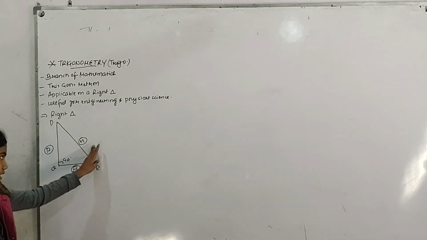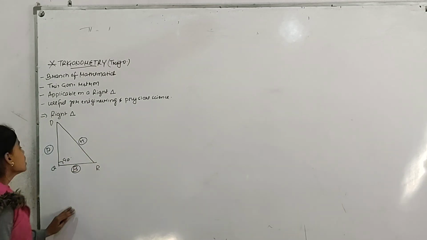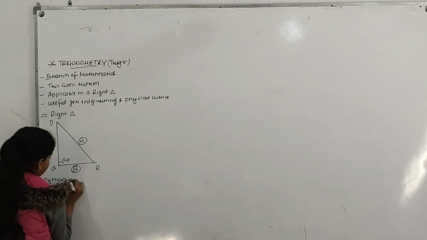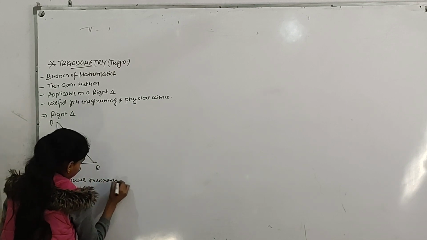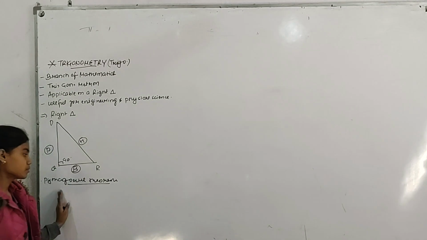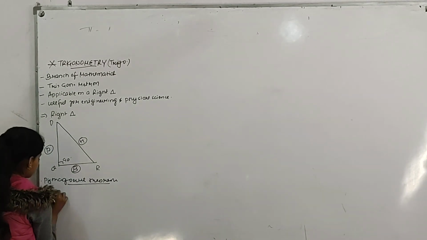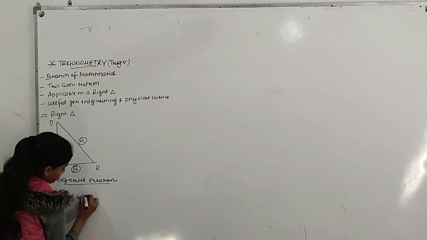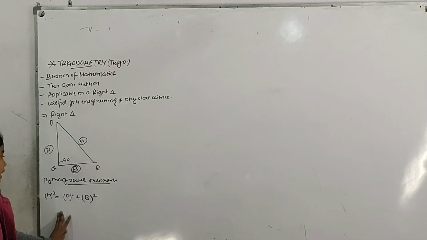Now the hypotenuse is the largest side of this triangle. Also, if you want to find the length of the hypotenuse, we can find it easily by a theorem which we call the Pythagoras theorem. The Pythagoras theorem states that the square of the length of the hypotenuse is equal to the sum of the squares of the lengths of the perpendicular and base. So this is the Pythagoras theorem.